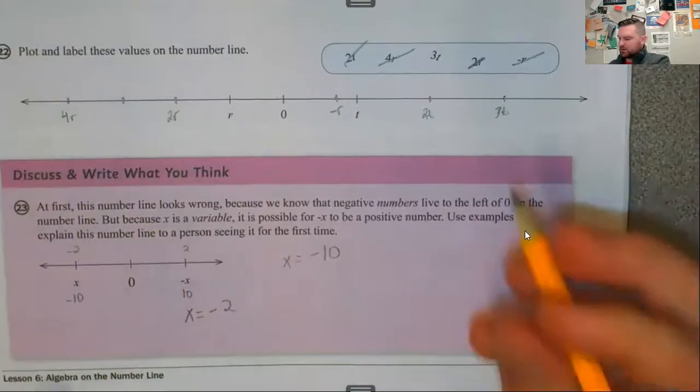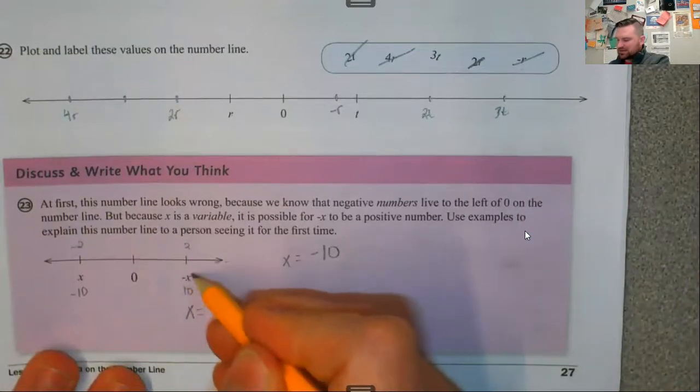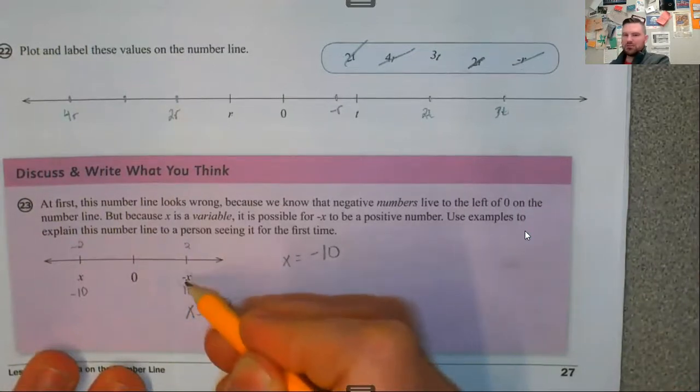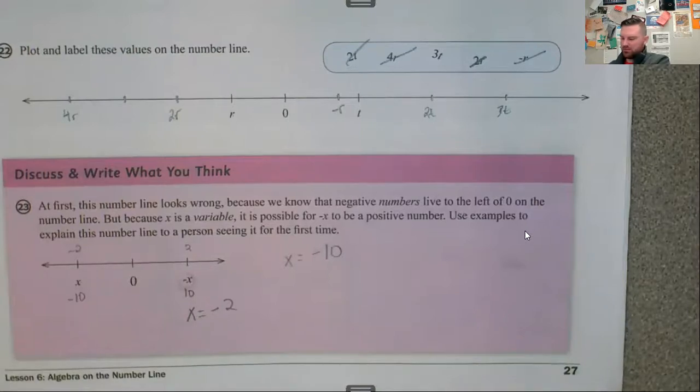Okay, so just because it's negative over here, doesn't mean the ending number is negative if this is a variable. Okay, and that's the only way it works is because x is a variable.